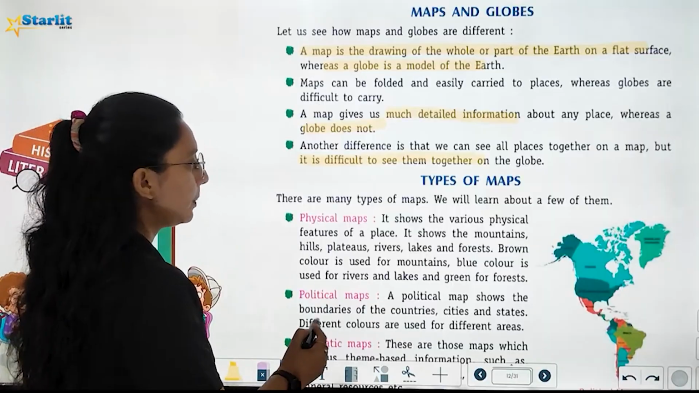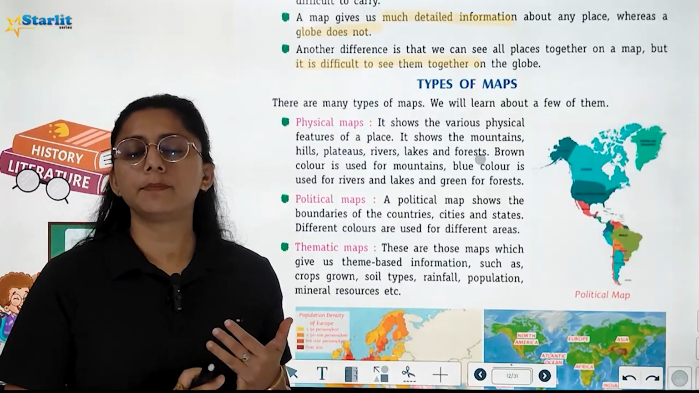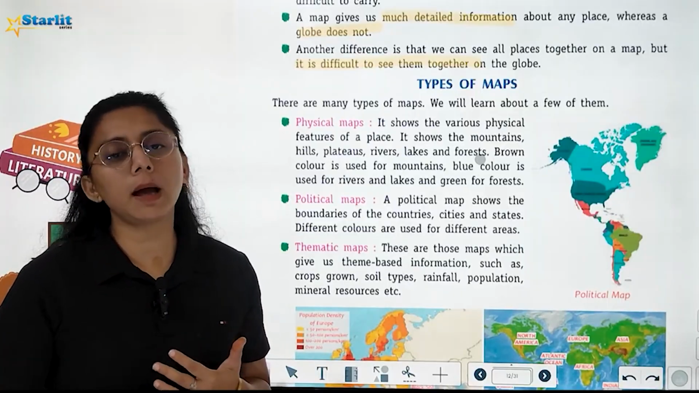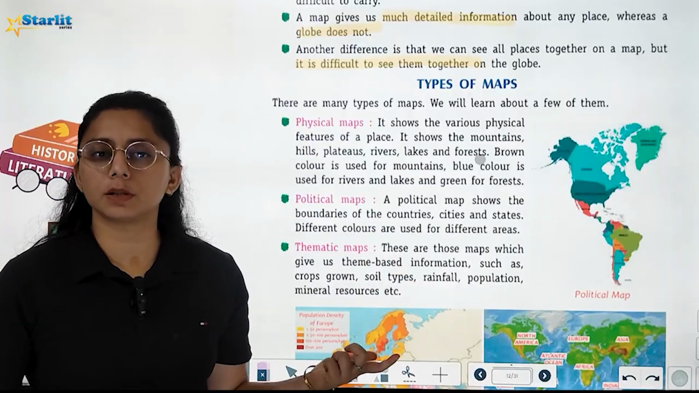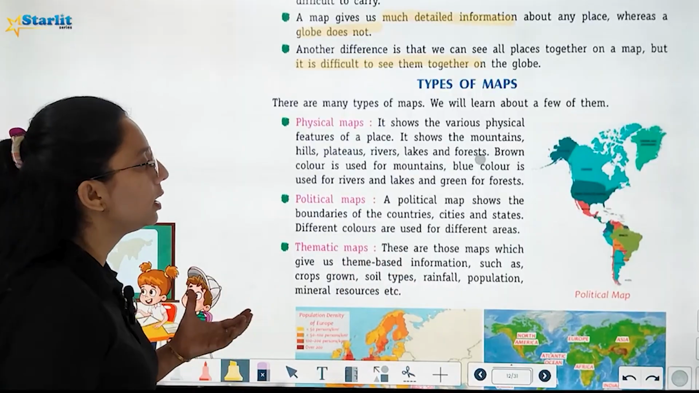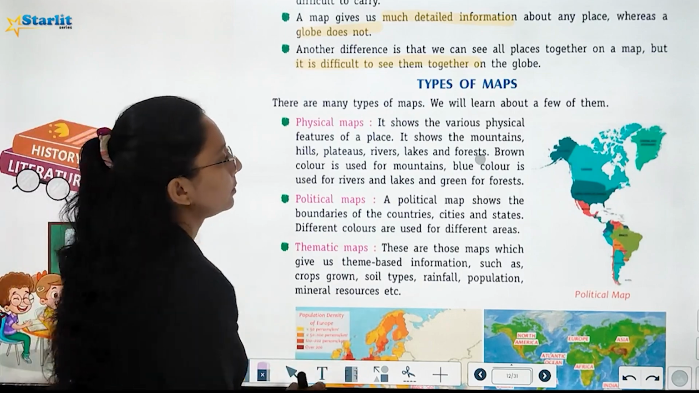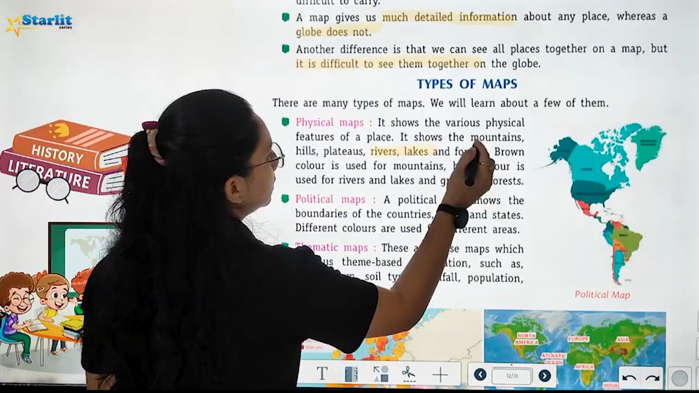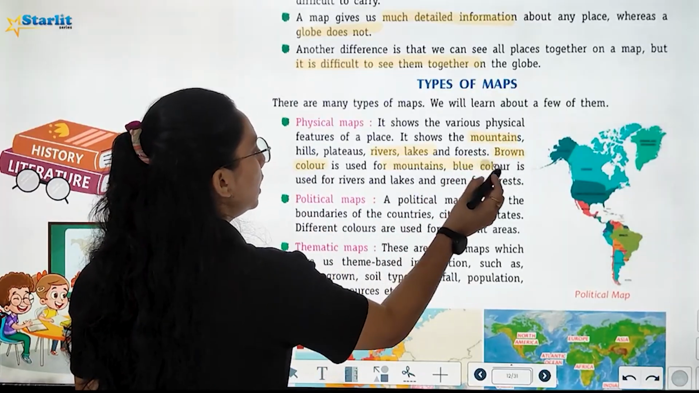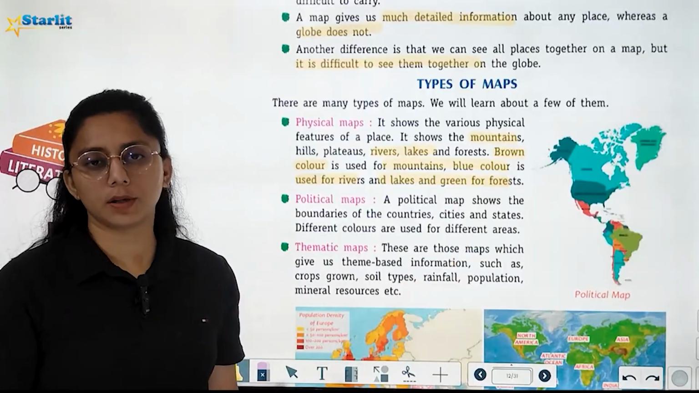Now types of maps. How many types of maps do we have? We have 3 types of map: physical map, political map and thematic map. If we talk about physical map, what does it show you? Physical features like mountains, plains, plateaus, rivers, desert, lakes, forests. These all are shown in the physical map, right? Brown color is used for mountain, blue color for river and lakes, and green for forest.